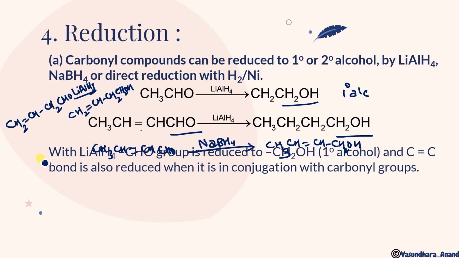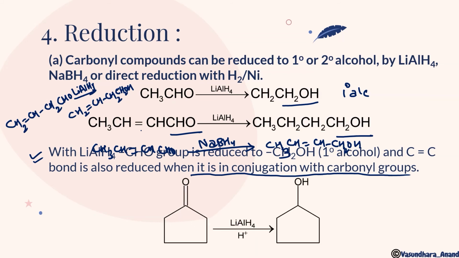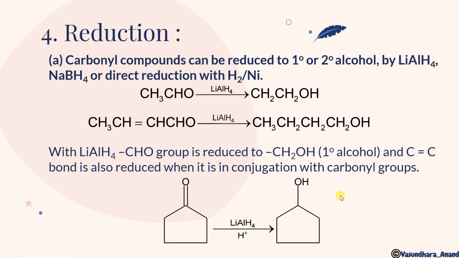Secondary alcohol. Here I have written that with lithium aluminum hydride, the CHO group is reduced to CH2OH group, primary alcohol, and C=C bond is also reduced when it is in conjugation with the carbonyl group. When it is in conjugation, then only it will be reduced, and if it is not in conjugation, it will not be reduced by lithium aluminum hydride. Clear? Like this one is ketone, so if ketone undergoes reduction, it will form secondary alcohol. This carbon is secondary, so this is secondary alcohol. Clear?